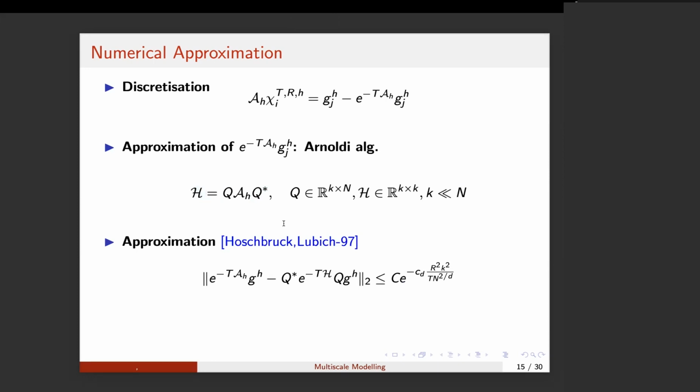This is the important result for computation of the matrix exponential, and that's due to Hochbruck and Lubich from 97. It essentially means that instead of computing the matrix exponential of a very large matrix, we only compute the matrix exponential of a very small matrix, exponential of minus H. And the error will decay exponentially with respect to the size of H, which is K. Here we have the same K.